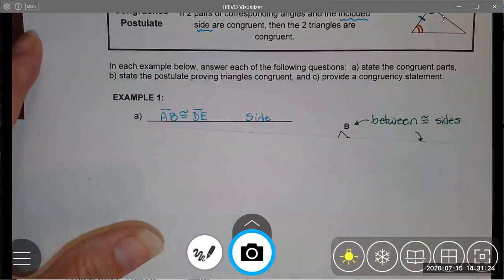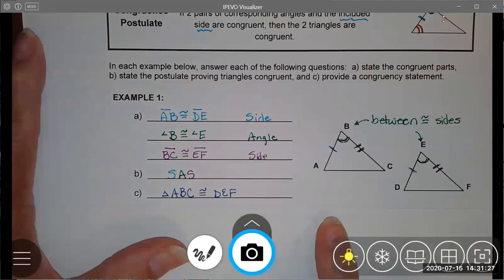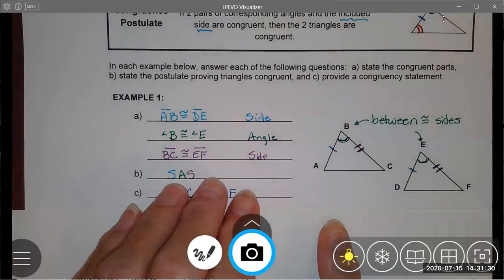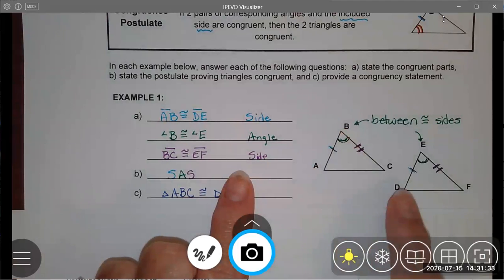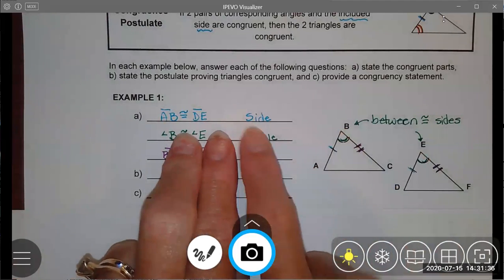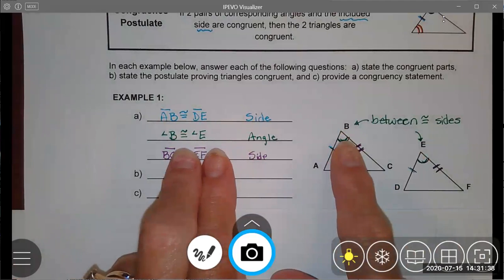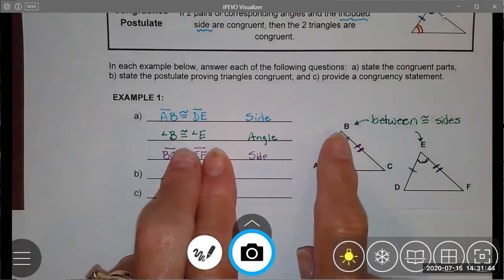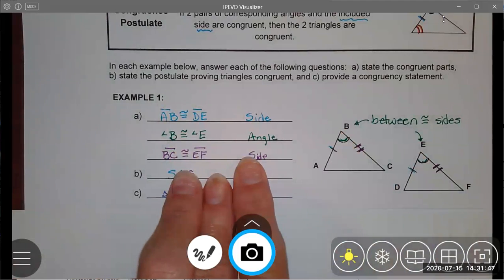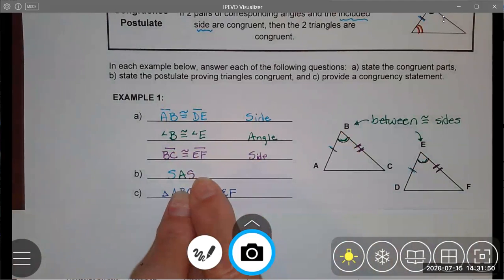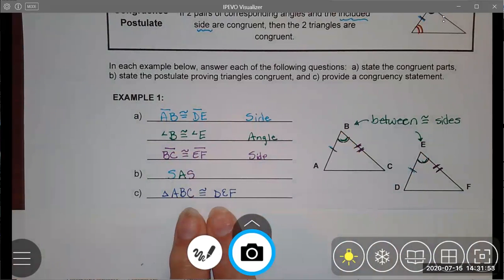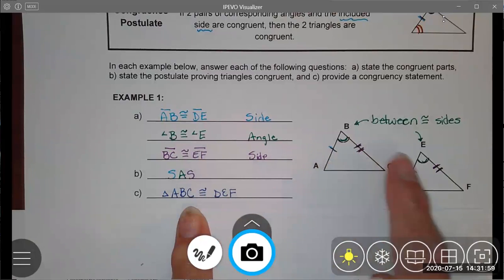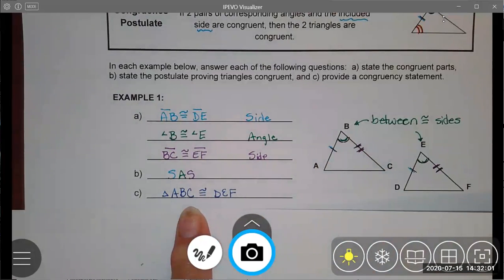So let's just jump in. I'm going to cut to the chase because the first example I prefer to do with you. I'm going to notice that AB is congruent to DE, right? And that is a side. The next thing I notice is that angle B is congruent to angle E. I was given that information. That's an angle. And then lastly, I was told that BC is congruent to EF. That is a side. So by the side angle side postulate, I can say that these two triangles are congruent. The only thing I need to make sure I verify is that my congruent angle happens to be between the congruent sides. All right, so that's one good example.